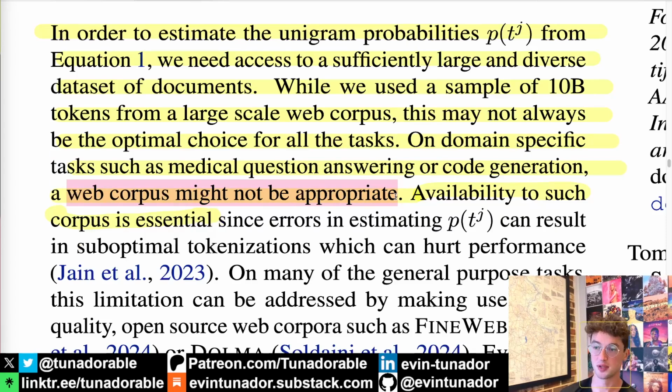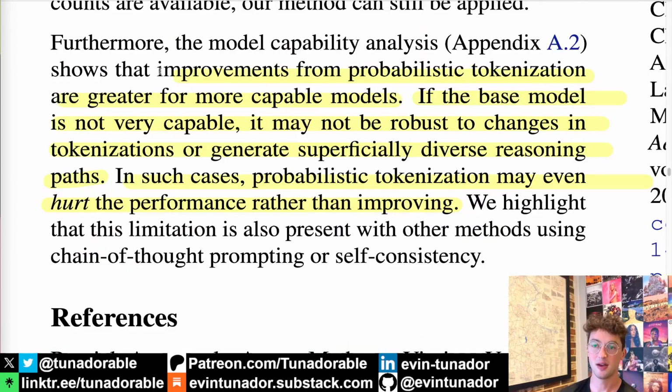Also of interest here, they found that improvements from this method were actually larger for more capable models. If the base model is not very capable, it may not be robust to changes in tokenizations, or it just may not be very good at generating very diverse reasoning paths. The ones it does might be just superficially diverse, aka the syntax thing from earlier, but it seems like larger models benefit more from this method.